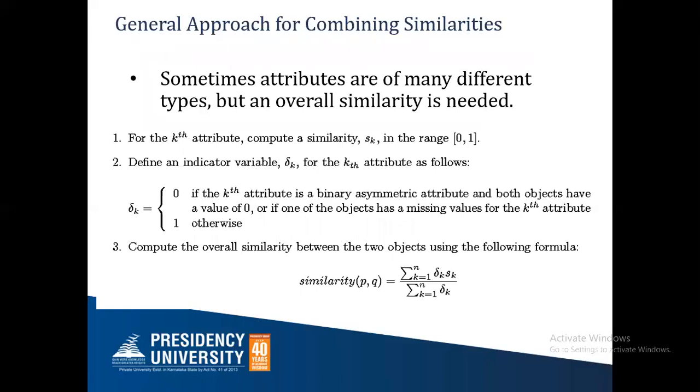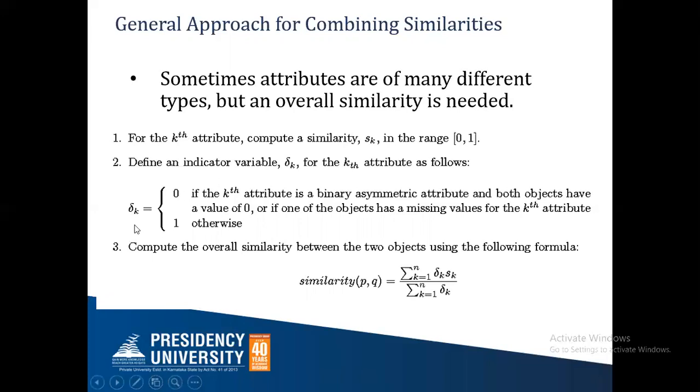What is the general approach for these cases? There are many types of attributes, but we need to calculate the overall similarity measure. In that case, we will select the kth attribute and compute the similarity, which is nothing but S of k. And as we know, similarity should be between 0 and 1. So here we have to calculate the similarity measure first. We define one variable, say delta of k. This is an indicator variable. How do we define this? This is defined for the kth attribute as given.